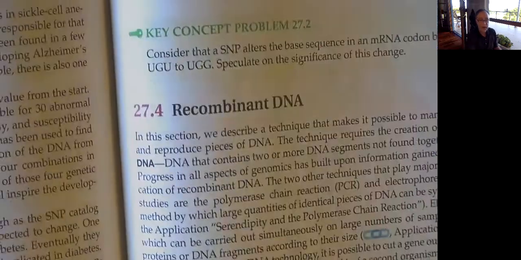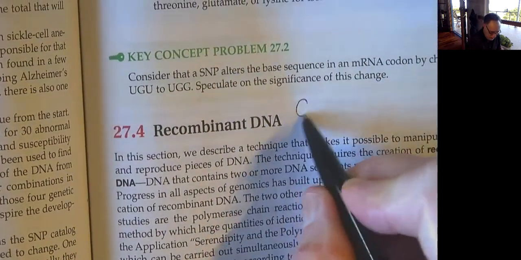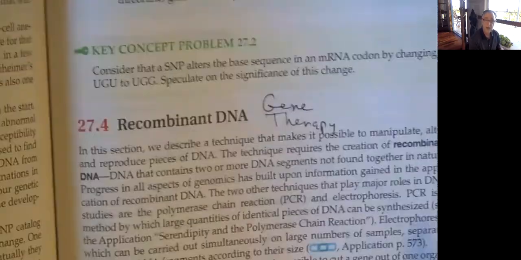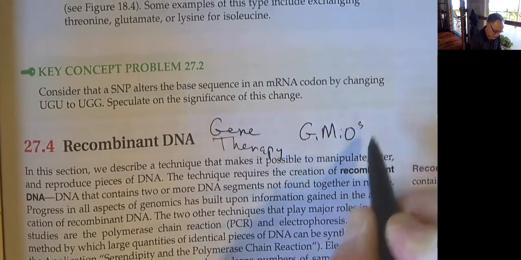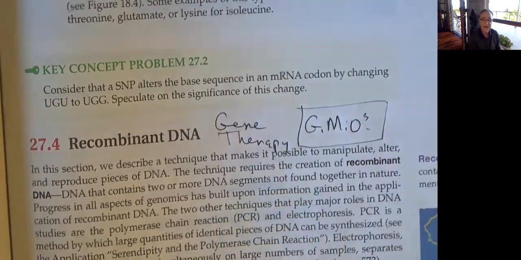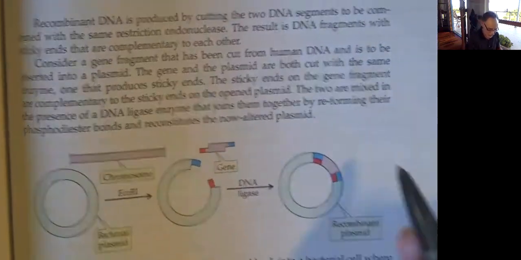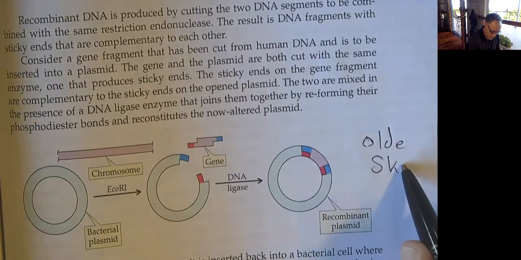And next time we'll talk about recombinant DNA, or we'll talk about gene therapy. And we can also talk about GMOs, genetically modified organisms, which are pretty interesting. What they've shown here in the book with the sticky ends and all this, don't worry about all that detail. You're absolved from all of that detail. This is like so old school.